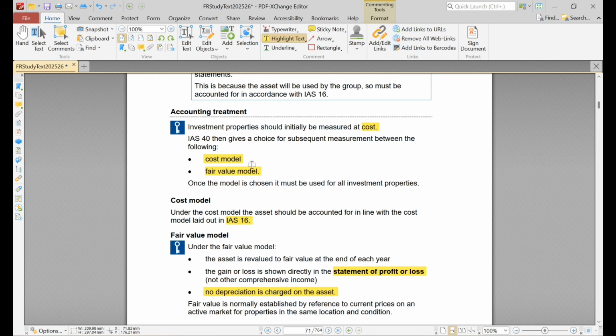Alright, so there are two models, cost model and fair value model. Initially you have to always record it at cost. Subsequently, you can continue the cost model or you can adopt the fair value model. Fair value model: revalue the property at the end of each year, record the gain or loss in SOPL, and no depreciation is charged.